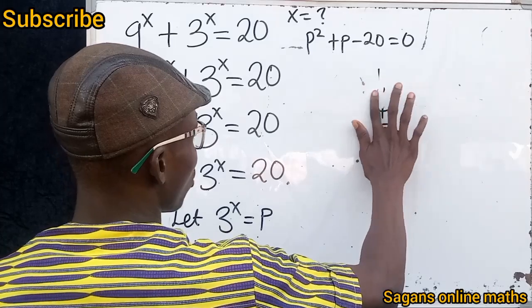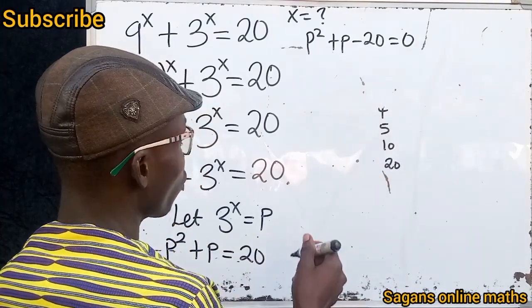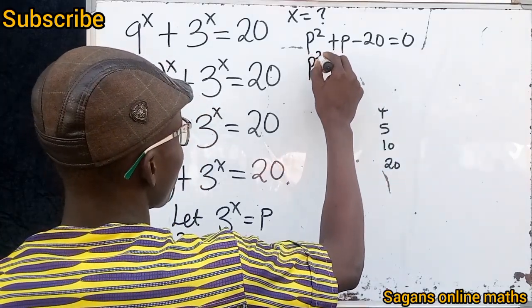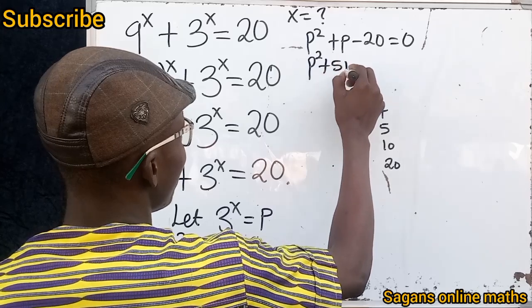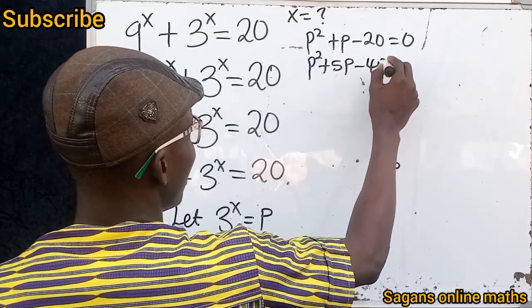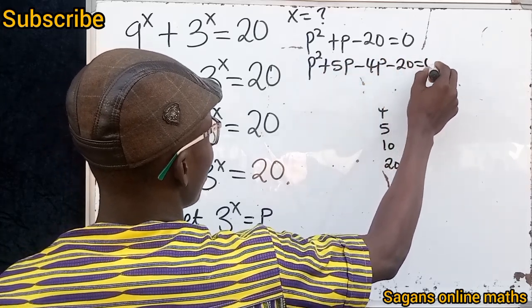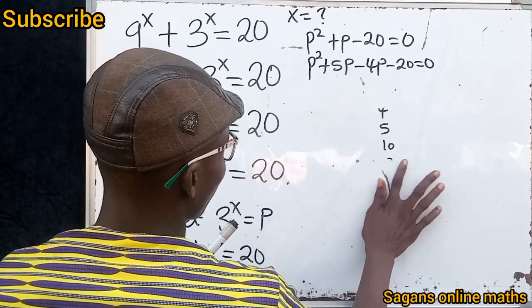So we can say we are getting the numbers 5 and minus 4. And so this is p squared plus 5p minus 4p minus 20 equals 0.